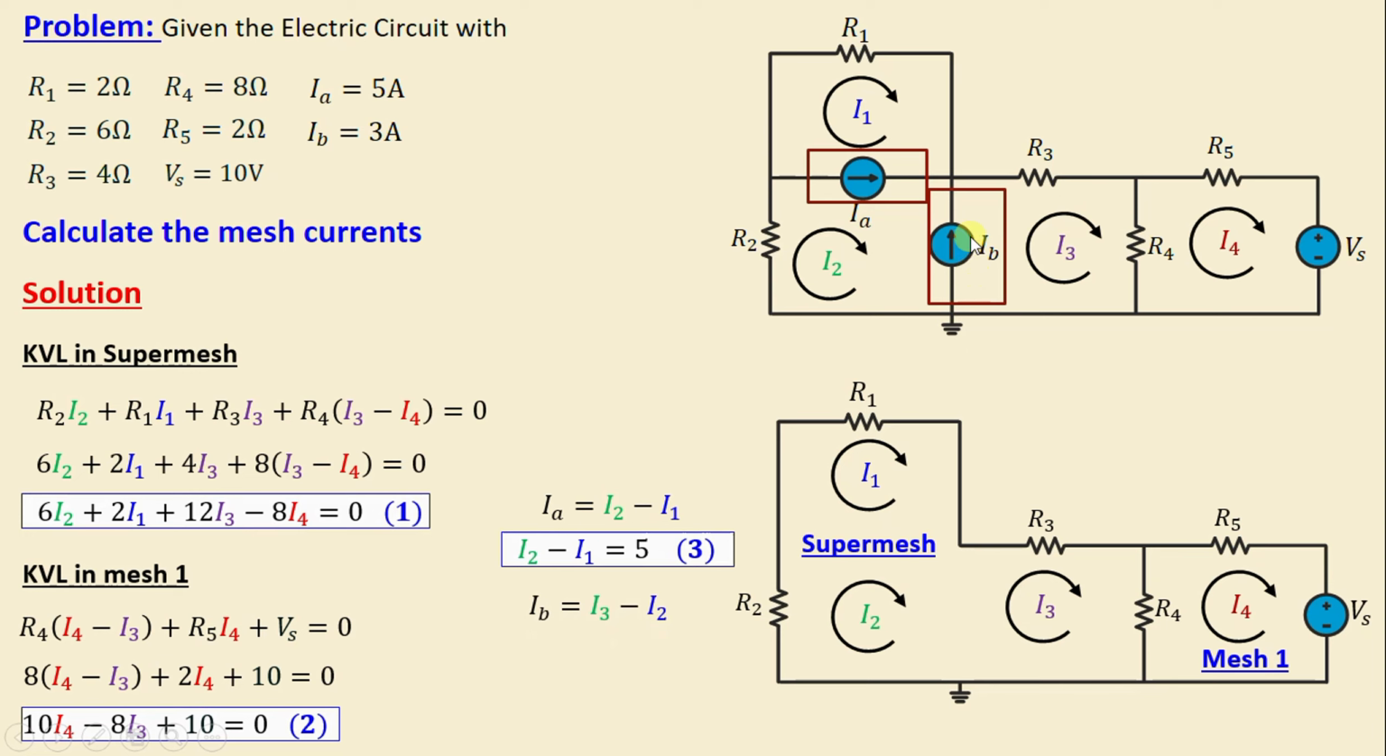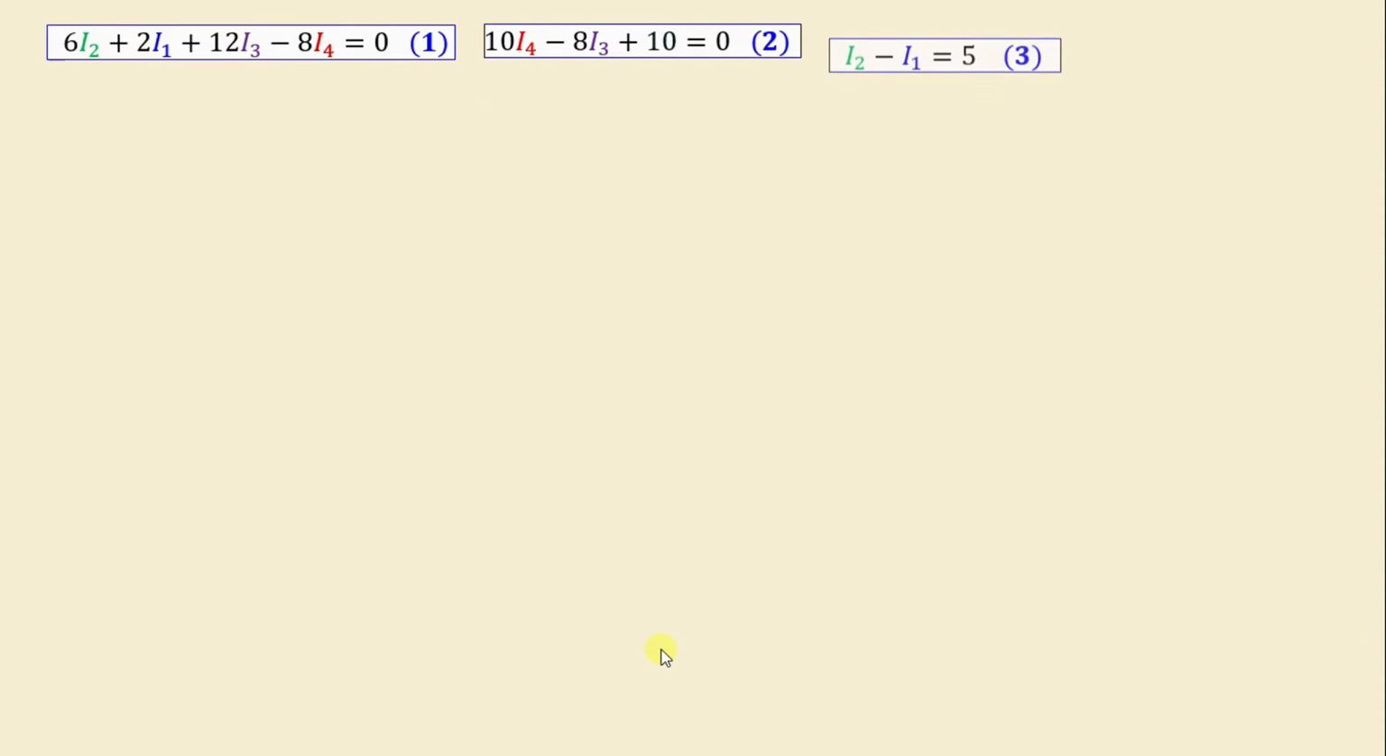Let's move on to IB. IB is equal to I3 minus I2. That means I3 minus I2 is equal to 3. And I will call this equation number 4. After we finish applying the supermesh analysis, we obtain 4 equations with 4 unknowns. We now only need to solve those equations in order to obtain the mesh currents I1, I2, I3 and I4.